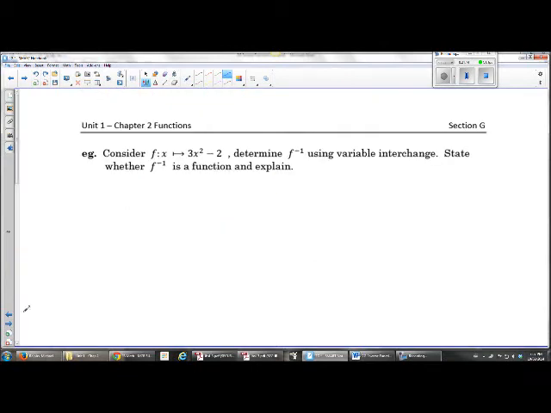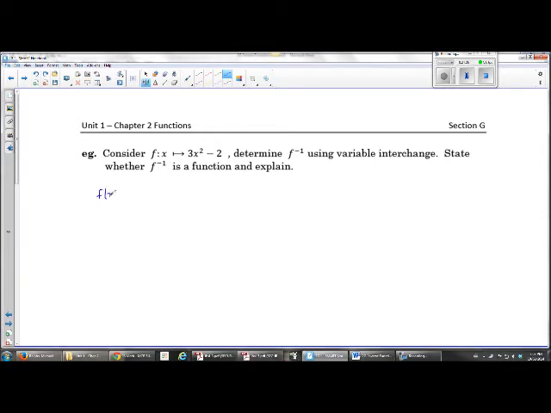And moving right along to one last example, or maybe two, I'm not sure. So if we're going to consider a function f such that x is converted into 3x squared minus 2, we want to determine f inverse using variable interchange. And then we're going to state whether f inverse is a function and explain why.